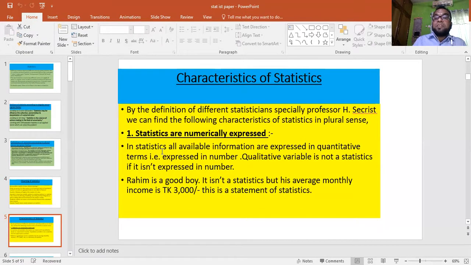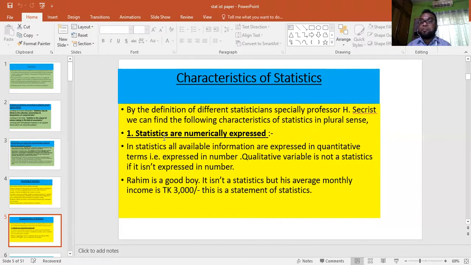Now, characteristics of statistics. All the characteristics are mentioned in the definition of statistics given by Secrist, who has given the definition of statistics in plural sense. By the definition of different statisticians, especially Professor Secrist, we can find the following characteristics of statistics in plural sense.